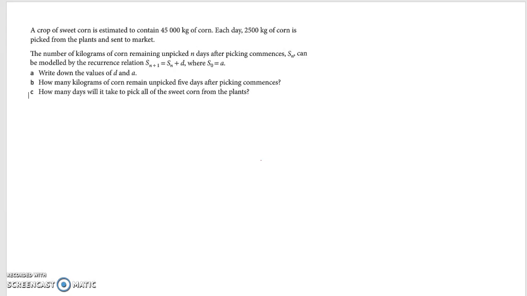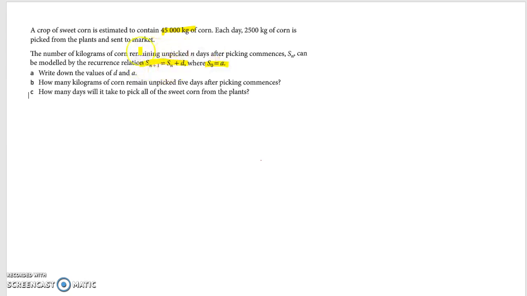Okay, so this is exercise 5.5 and 5.6, question 21. In this question, we are told that there is 45,000 kilograms of corn, and each day we are picking out 2,500 kilograms of corn. We are told that it's modeled by this recurrence relationship, Sn plus 1 equals Sn plus D, where S0 equals A.